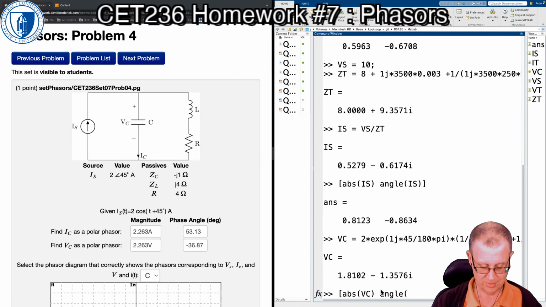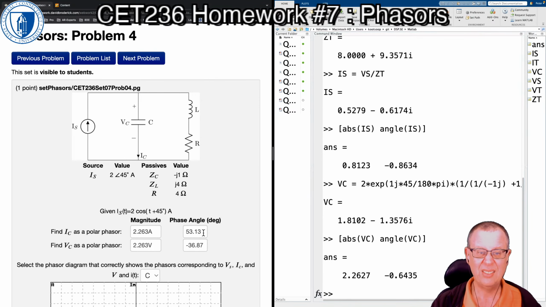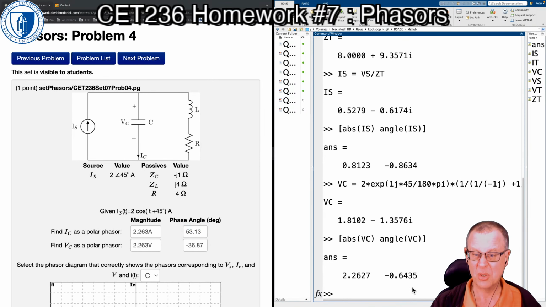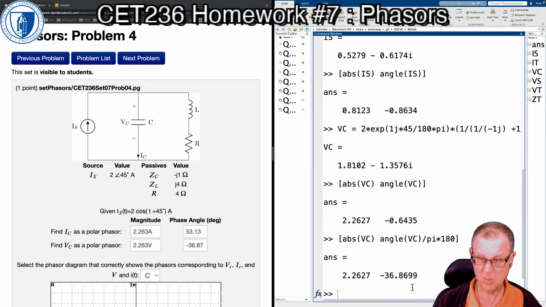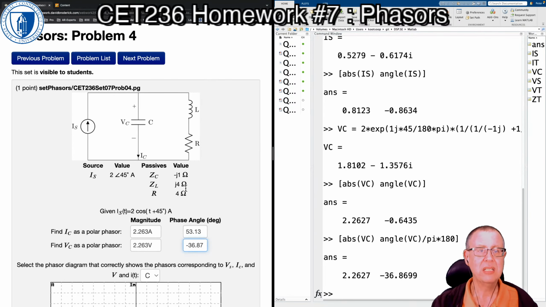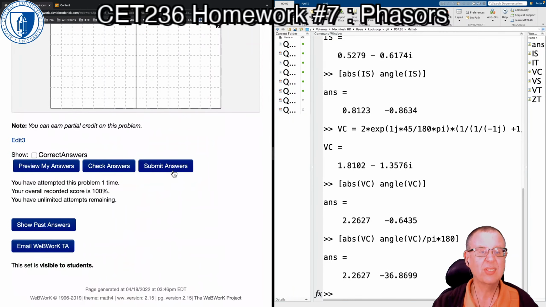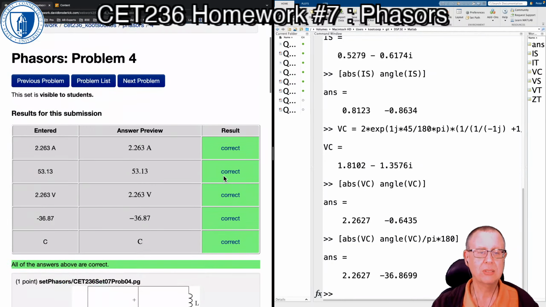the angle of VC, and it's 2.263, and this is asking for the angle in degrees. So let's just change that. So that's on pi times 180. So that's VC. So that looks pretty good. Let's just, I didn't actually put those in just now, so let's just submit those answers and see if we got, oh, we got everything right.